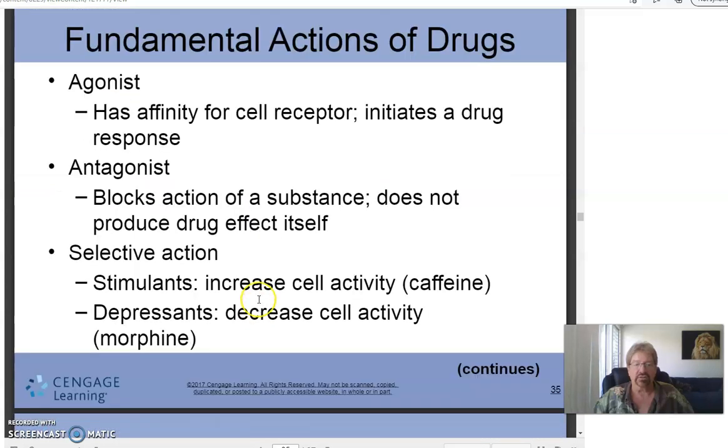Agonist has affinity for cell receptor and initiates a drug response. Antagonist blocks it.